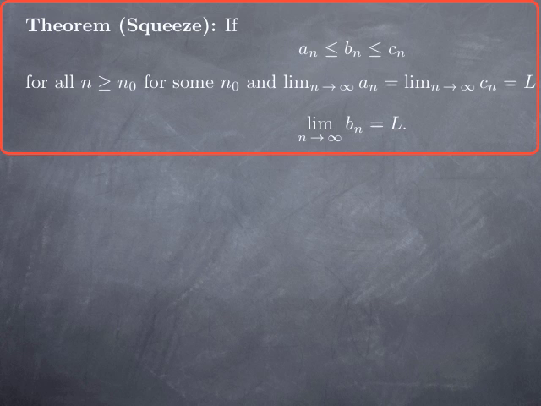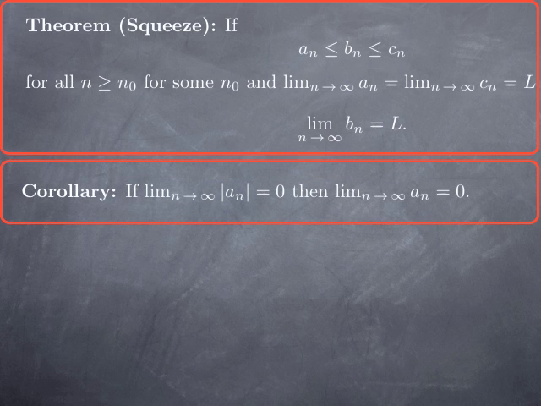So we're going to ask that we have one sequence that is squeezed between two others. So an is less than or equal to bn and bn is less than or equal to cn for n sufficiently large, so for all n greater or equal to some fixed integer. And we know that the two outside sequences, an and cn, have the same limit, L. Then the sequence in the middle needs to have the same limit as well. So let's see how this applies.